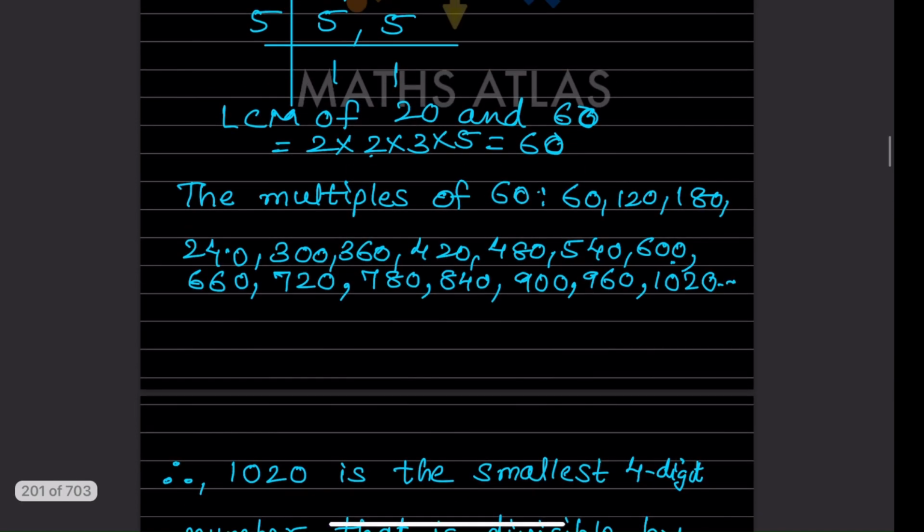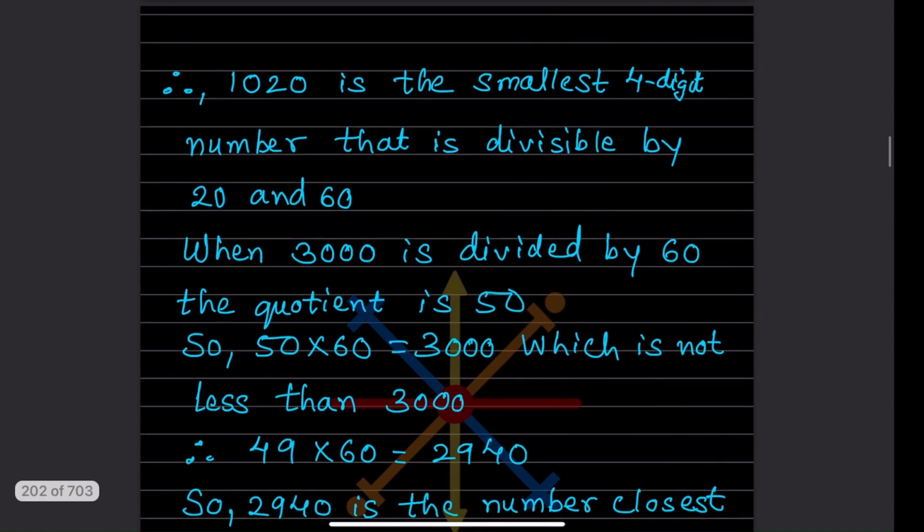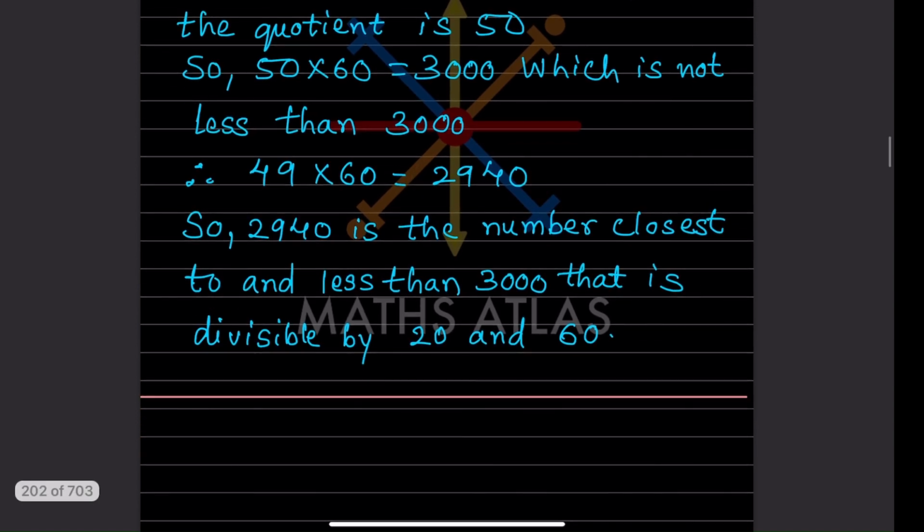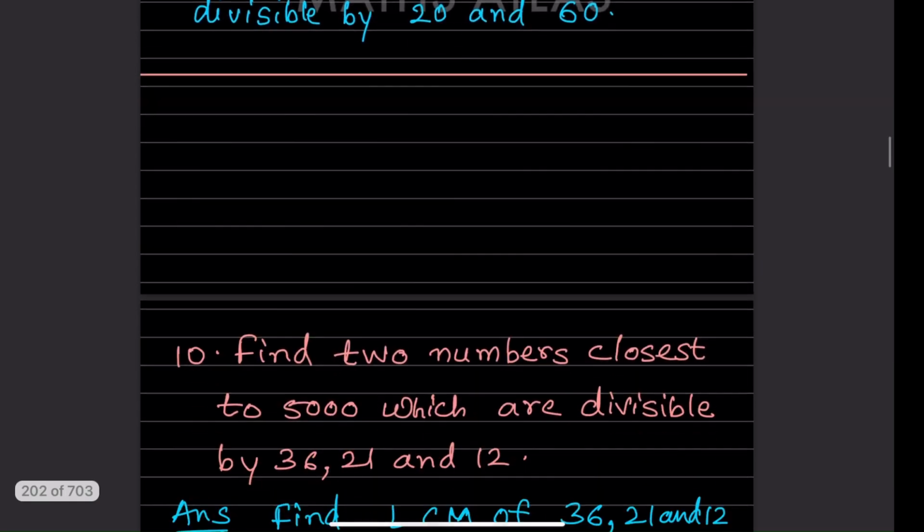So see here, you got the LCM as 60. So what will you do? You will divide 3000 by 60. So you get 50. But when you multiply by this one, you get 3000, which is actually not less than 3000. So you will take one number less than that, that is 49 multiplied by 60, that is 2940. So we can say 2940 is the number closest to and less than 3000 that is divisible by 20 and 60. Hope this is clear to you. You can have a look at it again later.